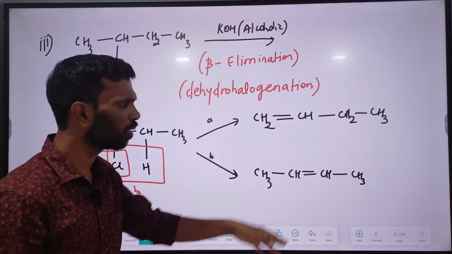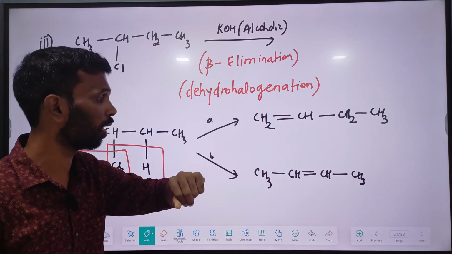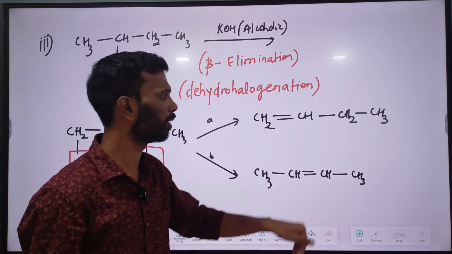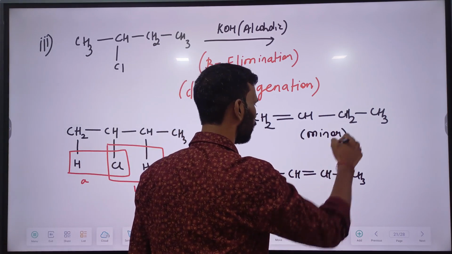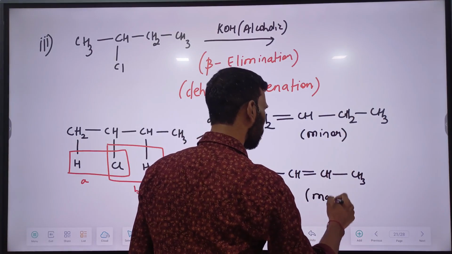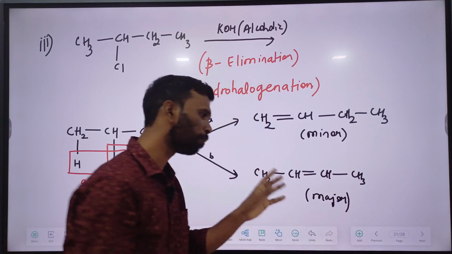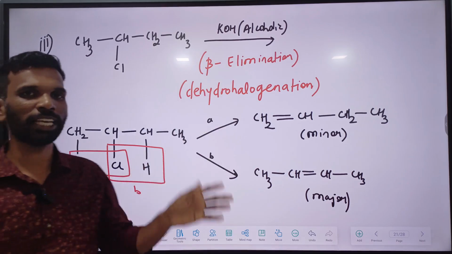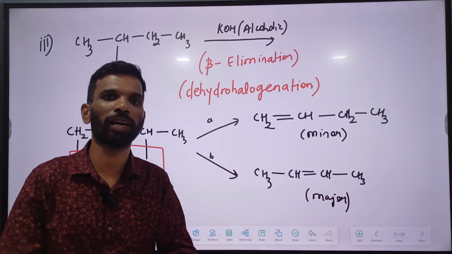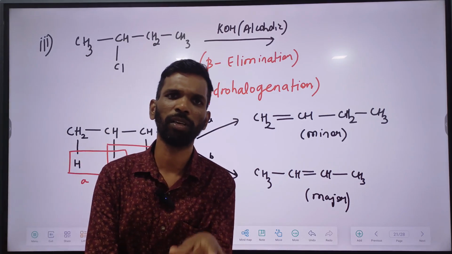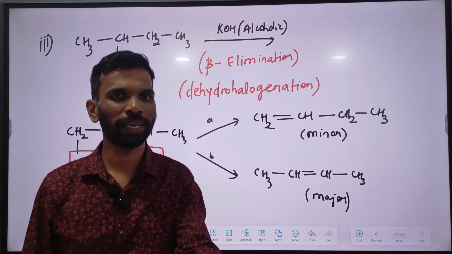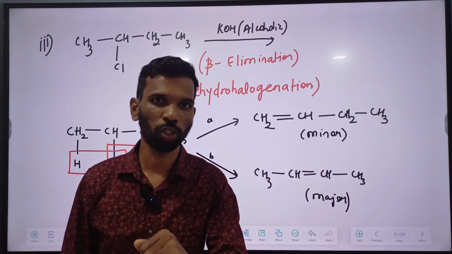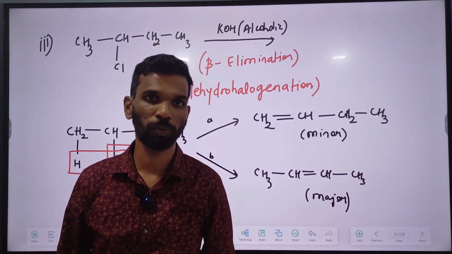Over here, both the alkenes, you are getting two possibilities of the alkene, right? This alkene I'll write as the minor alkene and this as the major. Why? This is based on the Saytzeff rule. The more alkyl groups on either side of the double bond, the more stable the alkene. The Saytzeff rule is again on the basis of hyperconjugation. The more alpha hydrogens, the more the stability.